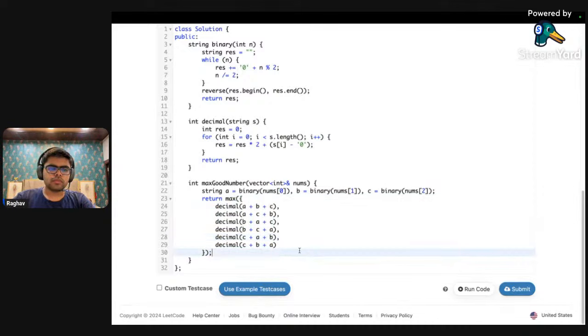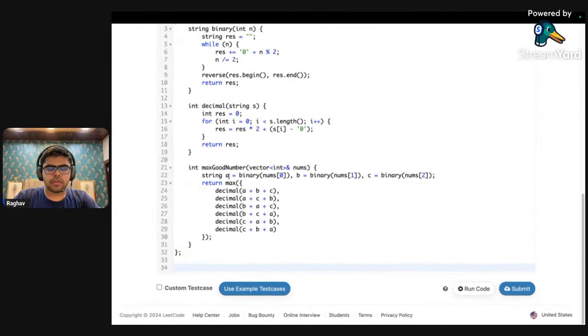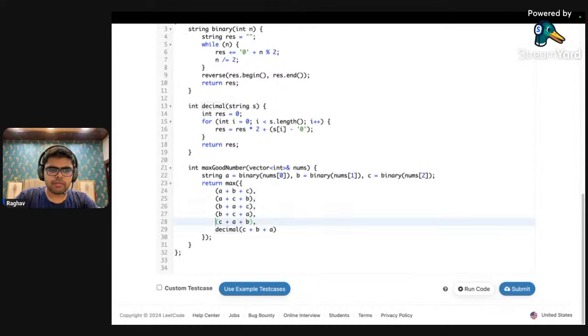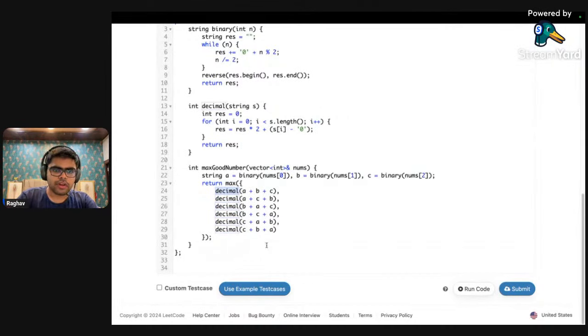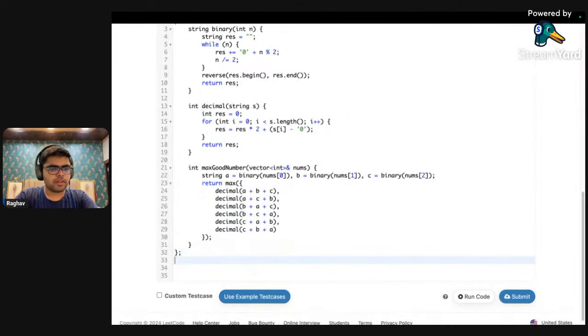Okay, so next, I'm giving you a to-do. The to-do is that even if you don't write this decimal function here every time, and you just compare the concatenated strings, and then you find out the decimal value for the largest string, then the solution would also be correct. This is a to-do for you. Try to prove it. I'm telling you that this is going to be true, and the task for you as a follow-up problem is to prove it.